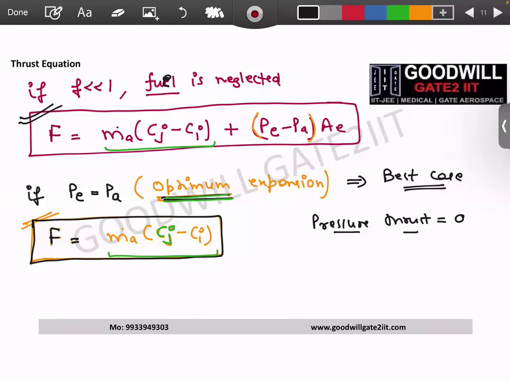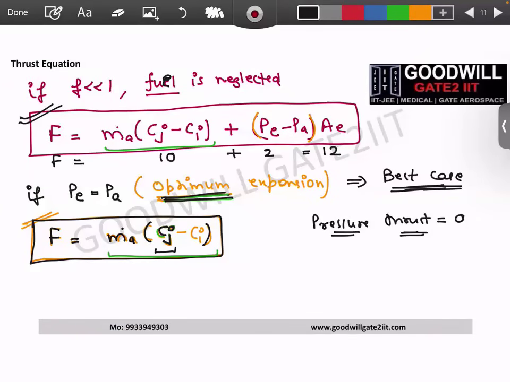If you learn by rote, then you will forget, right? You're not mugging anything. I'm again repeating this. Even though pressure thrust is zero, still it is the best case, because when you have optimum expansion, the velocity at the exit goes to a very high value. And when this exit velocity is higher, this momentum thrust is very high. I'll give you an example. Let's say in this case, this value is 10 and this value is, let's say, 2. So your total thrust in this came out to be 12. Again, these numbers are only for your understanding.